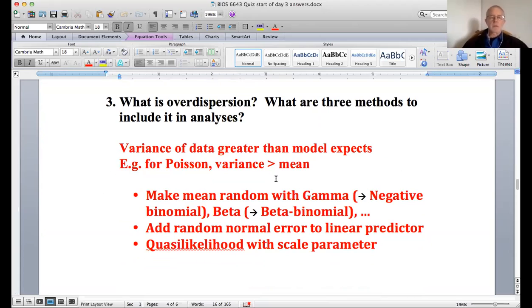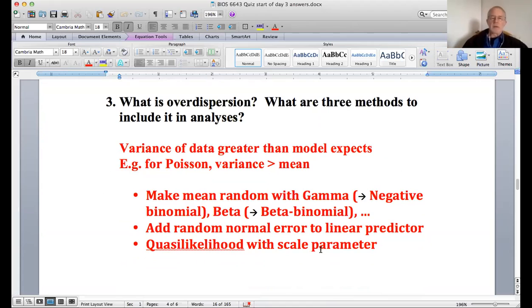So over dispersion, variance is greater than the mean. We can make the mean random with a gamma, which gives us a negative binomial. For binary, you can use beta binomial. You can add a normal error to the linear predictor, or you can use quasi-likelihood with a scale parameter. Each of these has pluses and minuses. I'll go through them really quick because this isn't the main topic here.